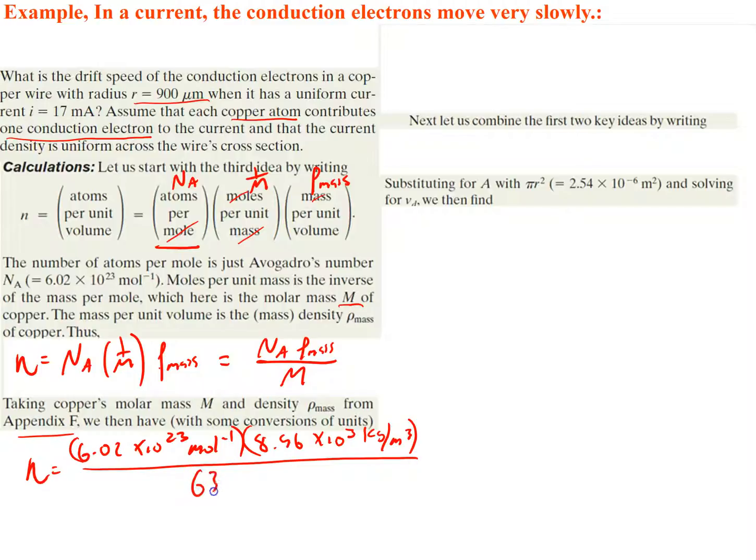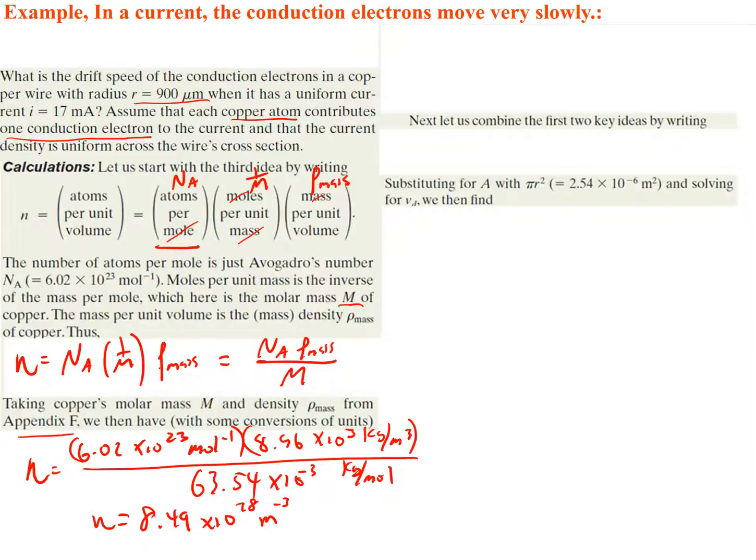Divide this by 63.54 times 10 to the -3 kilograms per mole. And this just ends up being 8.49 times 10 to the 28 per meter cubed. So what this says is there's 8.49 times 10 to the 28 atoms in every cubic meter of copper, which is a lot. And we can also say that's the amount of conduction electrons too, because we said that per atom you have one conduction electron.